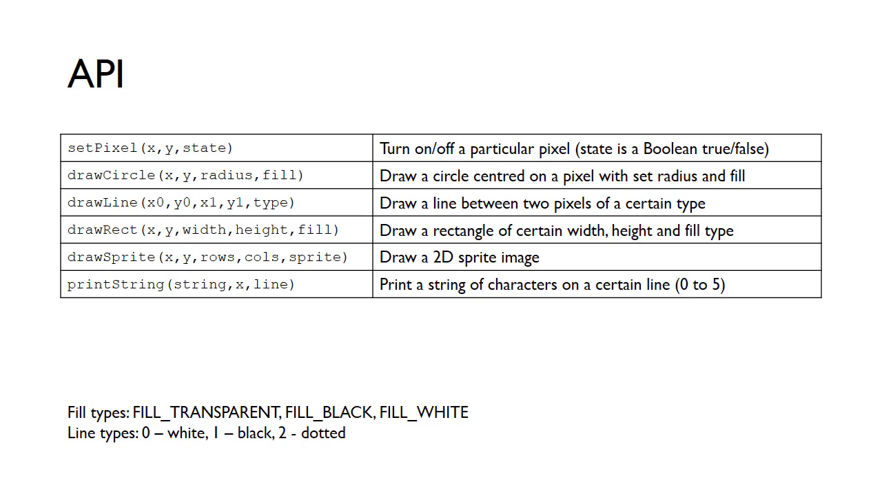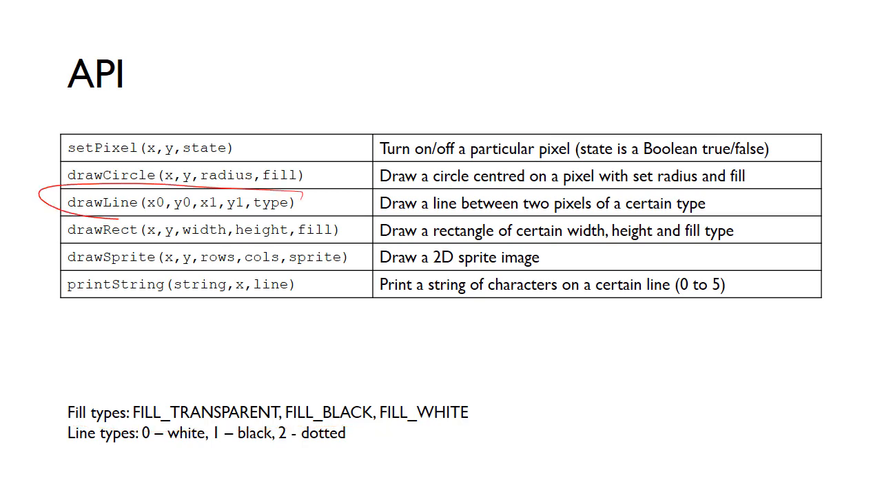So in the API, you can use set pixel. You can turn on individual pixels, using the XY coordinate of the pixel, and then the state, which is either true or false, so whether the pixel is on or off. Draw circle: again, you give it the center point of the circle, the radius, and then the fill type. These are the different fill types you can use down here: fill transparent, fill black, fill white.